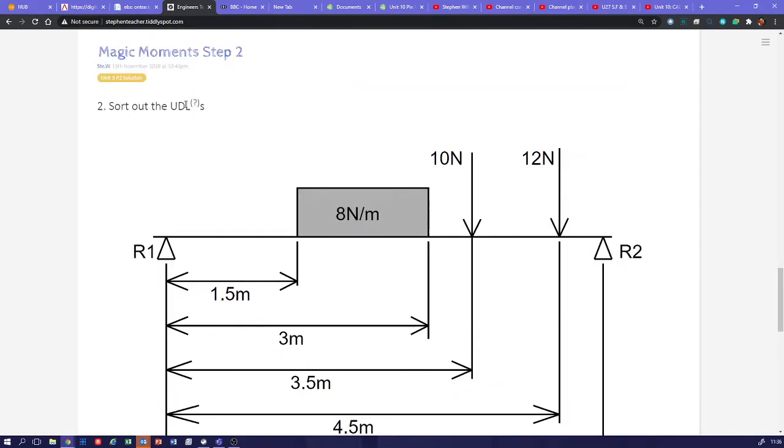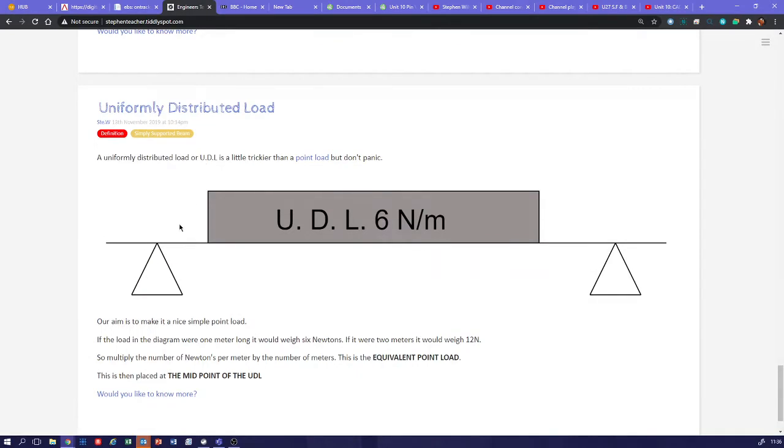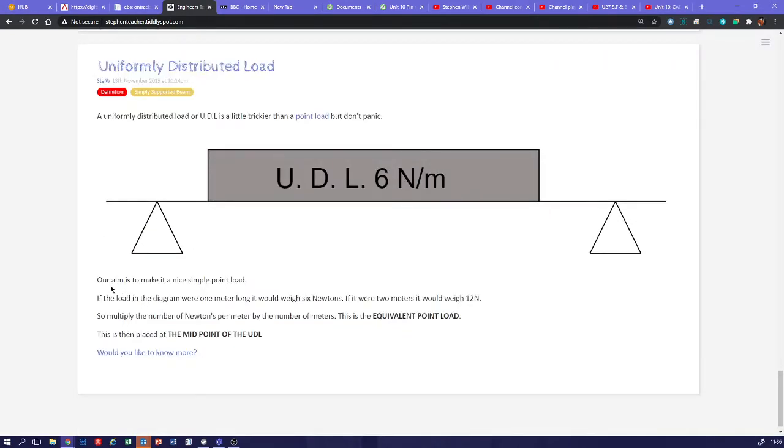So it says here, sort out the UDLs. Well, I can't remember what UDLs are. Uniformly distributed load. And at this stage, a little trickier than a point load, but don't panic. Our aim is to make it a nice, simple point load. So if it were 1 meter long, it would weigh 6 newtons. If it were 2 meters long, it would weigh 12 newtons. So all we do is multiply the newtons per meter by the length of the UDL to get the equivalent point load. And then we place it at the midpoint of the UDL.